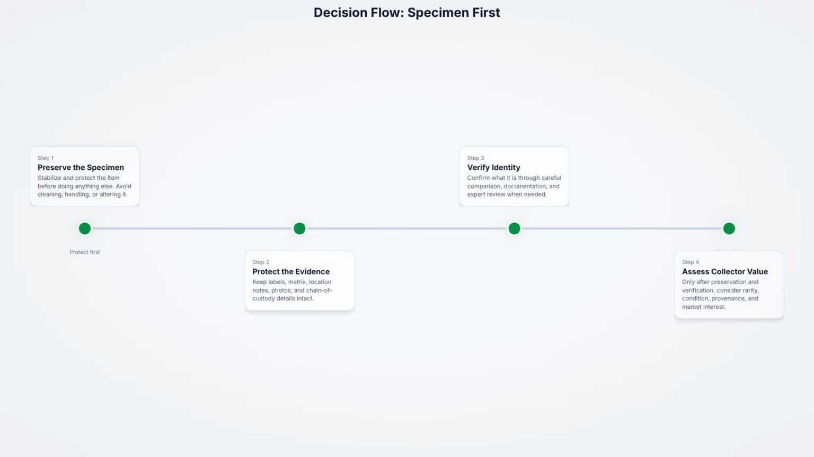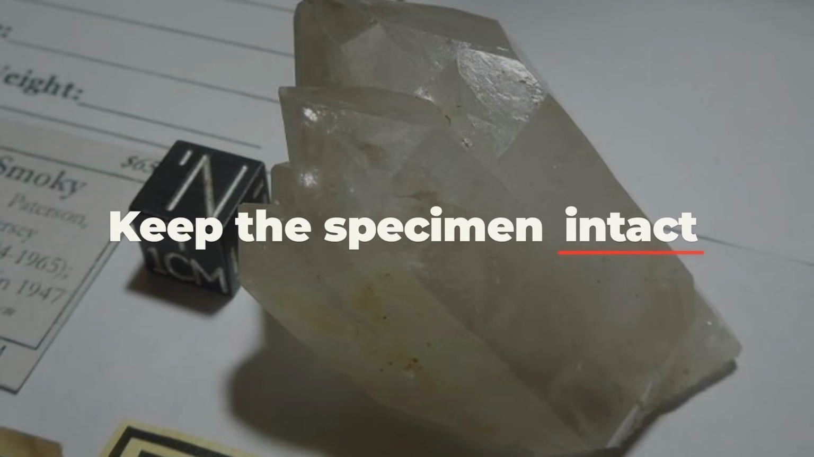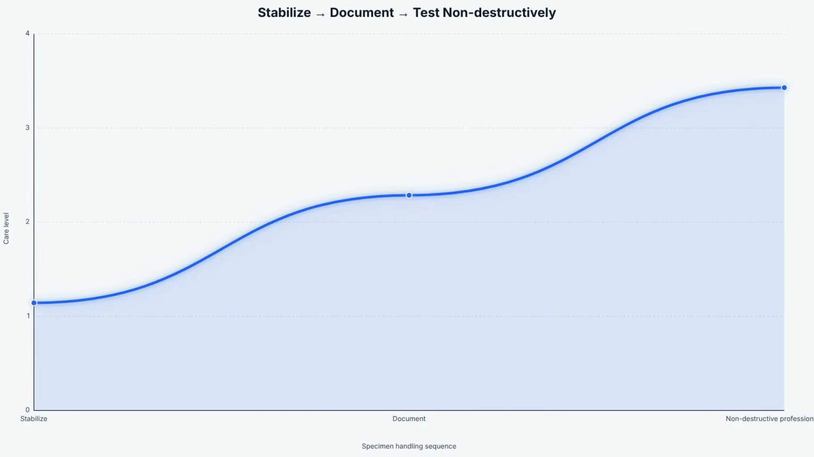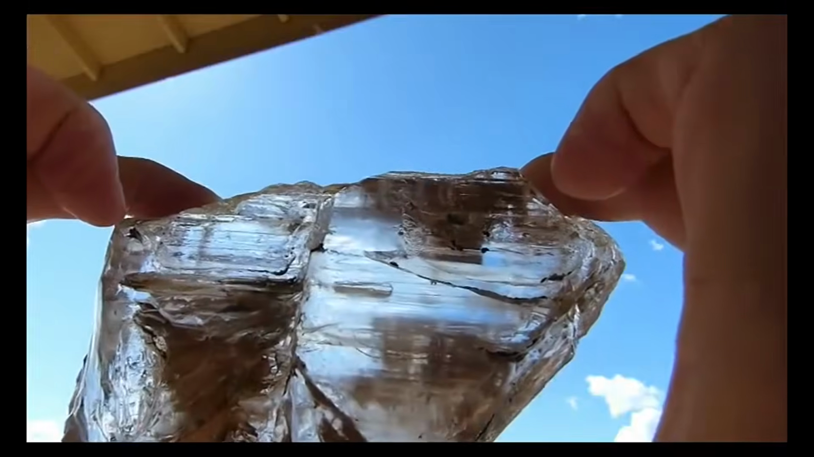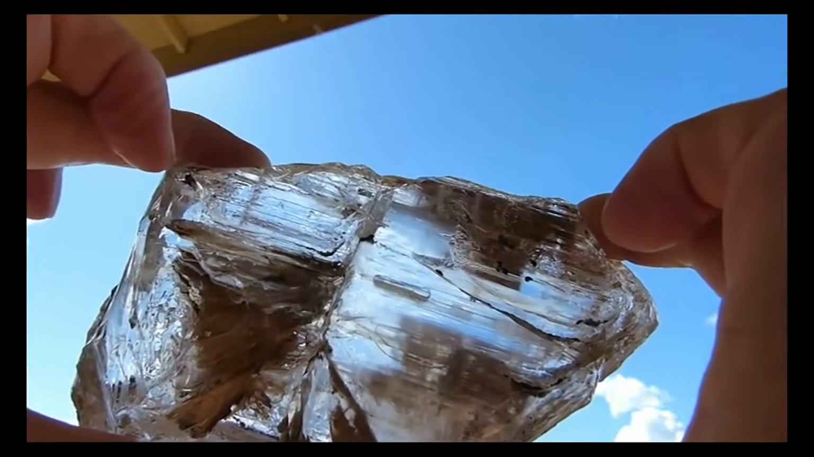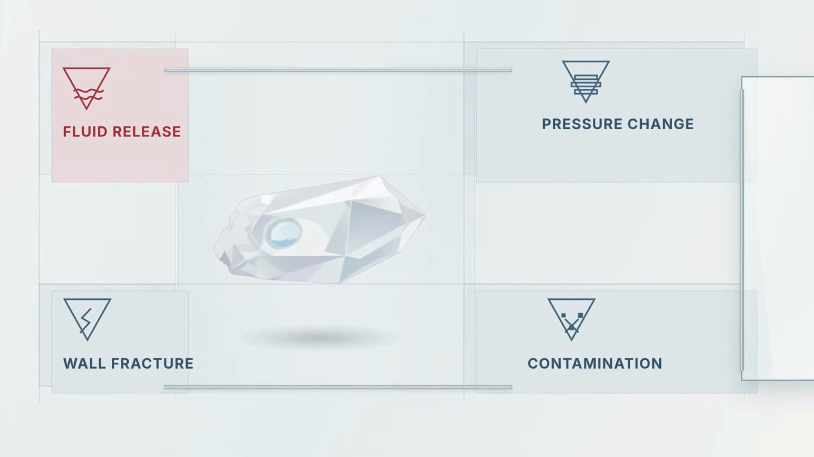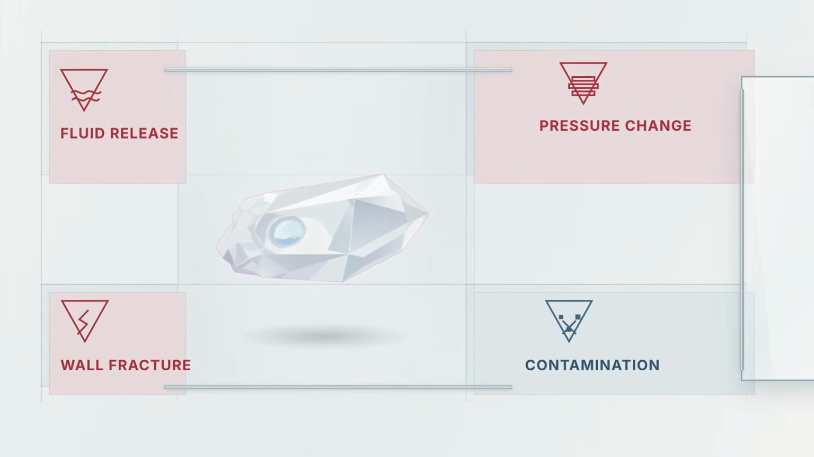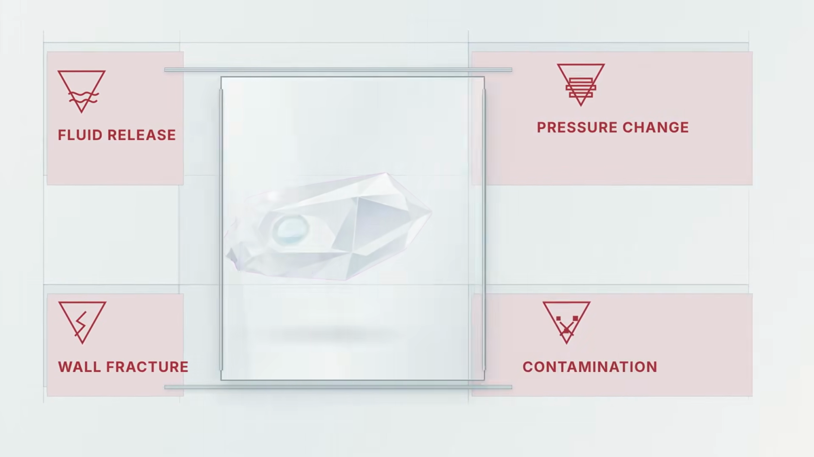So use a simple decision order. Keep the specimen intact when the moving cavity is stable and defines the stone. Continue with non-destructive professional testing when authenticity, composition, age, provenance, scientific interest, or sale value matters. Stop when the next action would release fluid, alter pressure, break the wall, or introduce contamination.